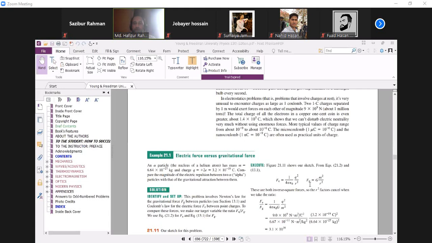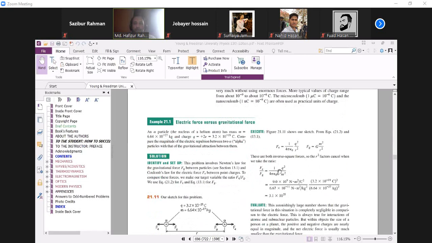Now if you are asked to compare, so Fe by Fg, this value you have to find, the ratio. If you divide this, then r square will be cancelled. And finally you will get this equation: 1 by 4 pi epsilon naught G, Q square by m square. Now here you will just put the values and you will get the ratio.